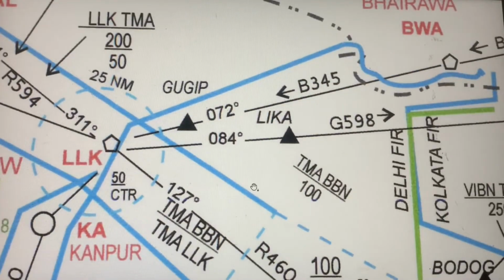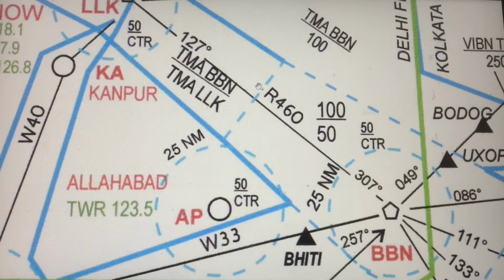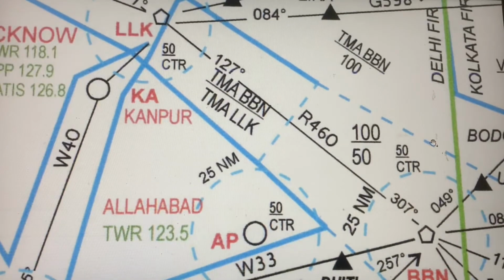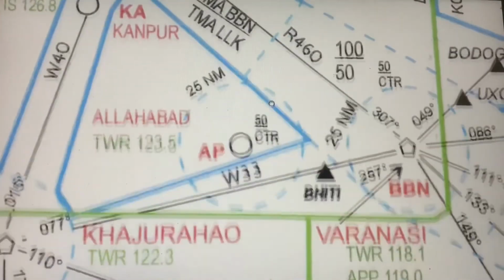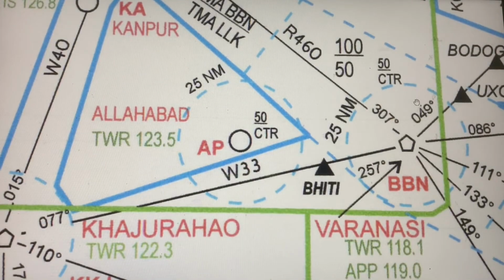So friends, I hope you are clear about the meaning of this dotted blue line. The dotted blue line represents your control area, okay, and this dotted circle represents your control zone of this particular VOR. So for the Varanasi VOR, the control zone is here, okay, and it is from ground to 5,000 feet. From 5,000 feet to 10,000 feet is your next ATC unit.